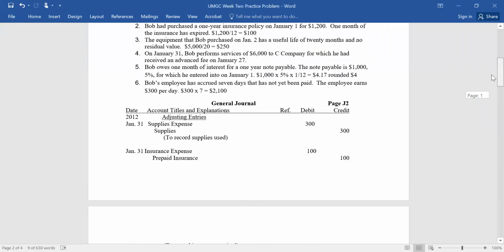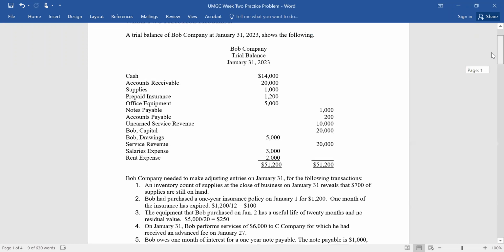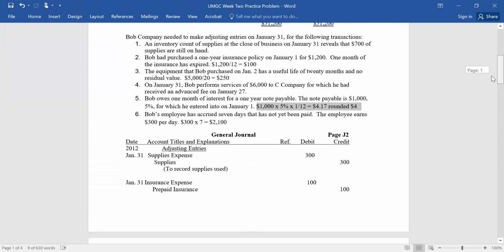Next thing I have is Bob owes 1 month of interest for a 1 year note payable. Note payable is $1,000 and the interest rate is 5%, and he entered into it January 1st. So I need to figure out the monthly interest. To do that, this is 1 month of interest. It's going to be 1,000 times 5% times 1/12, because this is a 1 year note payable. If I multiplied that out, it would be $4.17. I'm rounding that to $4 just because it's easier to deal in whole dollars, of course. But on my initial trial balance, I didn't have that.